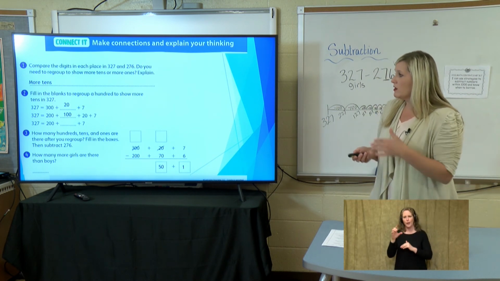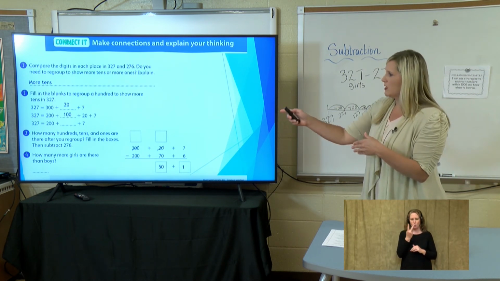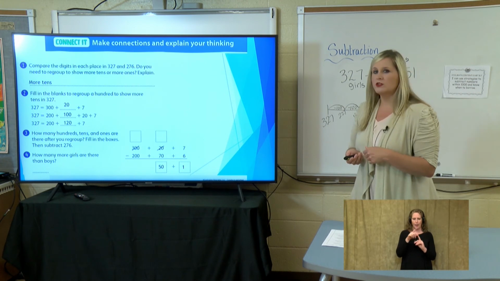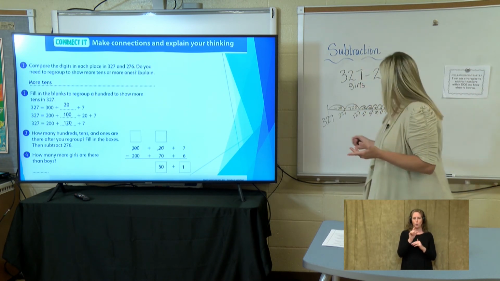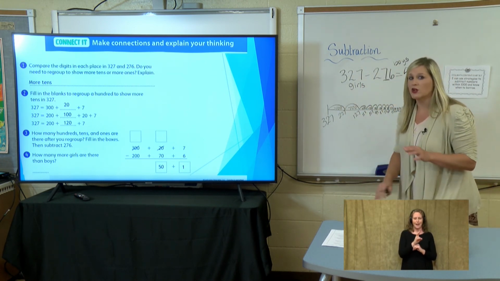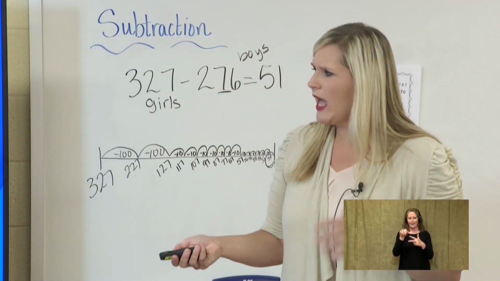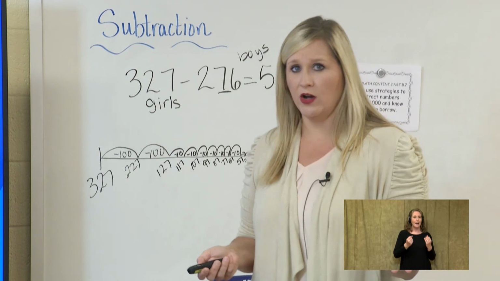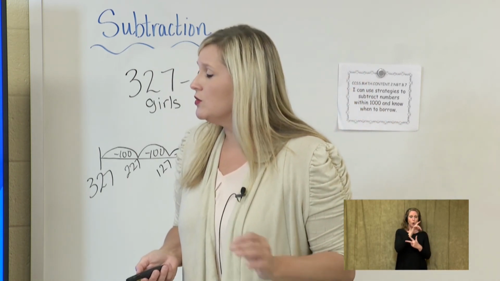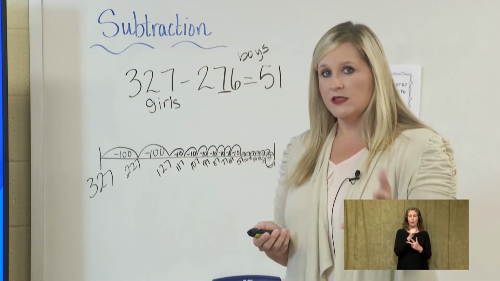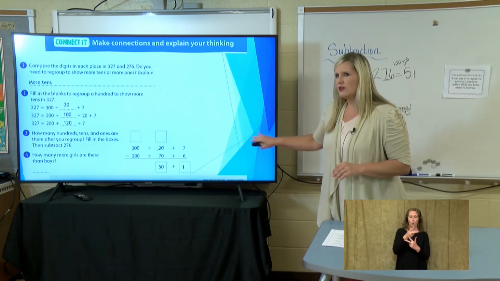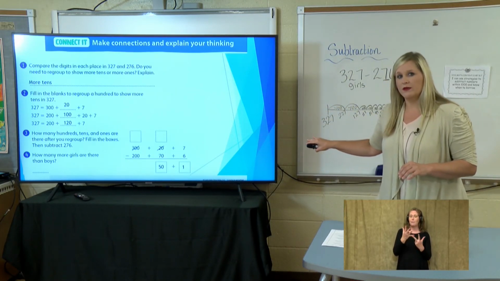And then if we put those two numbers together, we end up with 200 plus 120 plus 7, which is what happened when we had our base 10 blocks up here. We ended up with 120 in the tens place. How many hundreds, tens, and ones are there after you regroup? Well, let's fill in the boxes and then subtract. So this starts looking more like that standard algorithm.